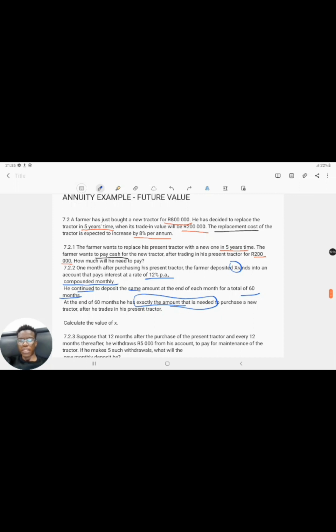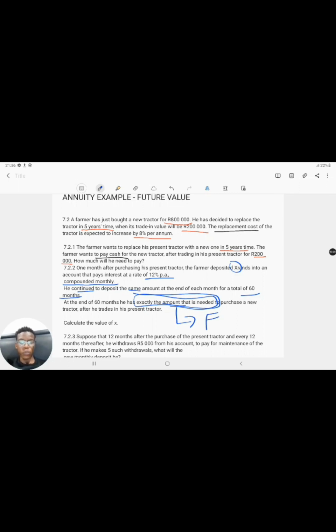Well, you will agree with me that this farmer currently does not have money. What this farmer currently has is a tractor. That's all this farmer currently has, right? The farmer has a tractor, but the farmer does not have money, right? What does the question say? If you look at the end of the question, they say at the end of 60 months, at the end of the 5th year, he has exactly the amount that is needed to purchase a new tractor. What is that amount?